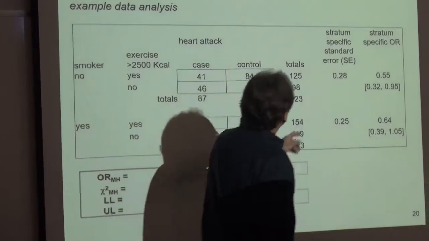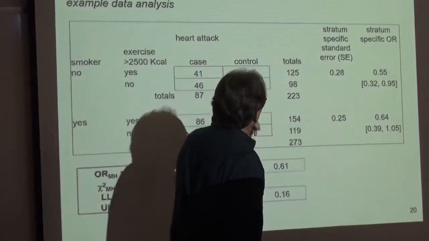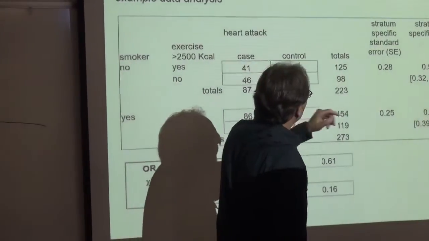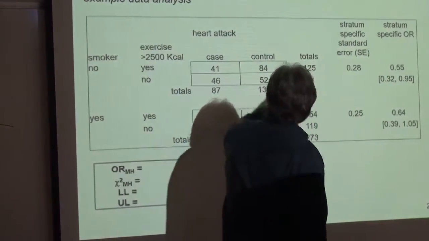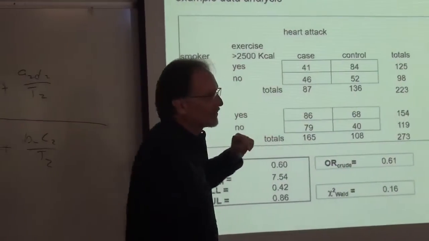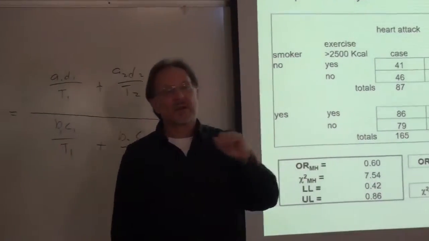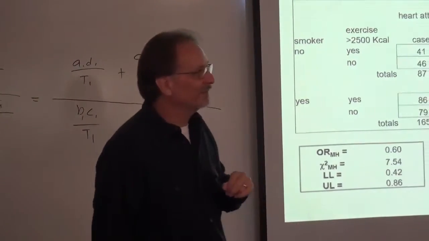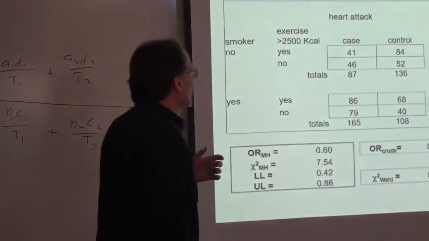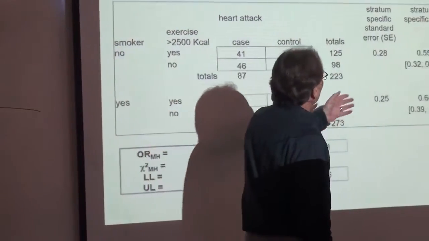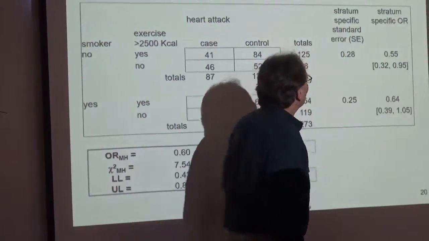So first thing is our stratum-specific odds ratios. A stratum-specific odds ratio is exactly the same as a standard odds ratio. It's AD over BC. That's the odds ratio, and you calculate your confidence interval the same way.